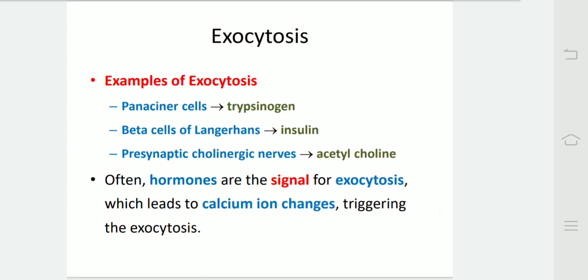Release of trypsinogen by pancreatic acinar cells, release of insulin by beta cells of the islets of Langerhans, and release of acetylcholine by presynaptic cholinergic nerves are examples of exocytosis. Often, hormones are the signal for exocytosis, which leads to calcium ion exchanges triggering the exocytosis.